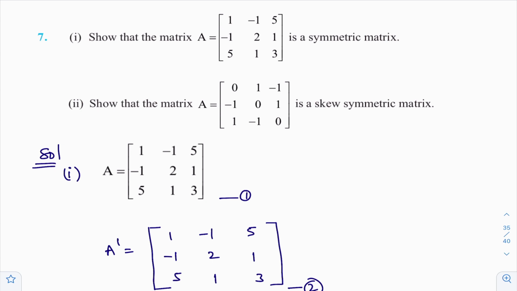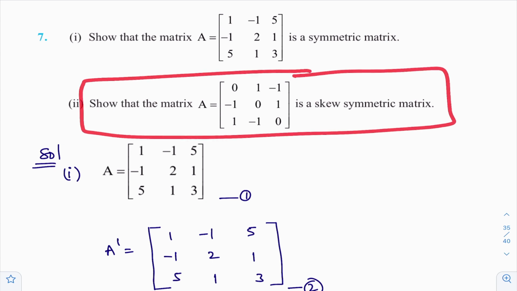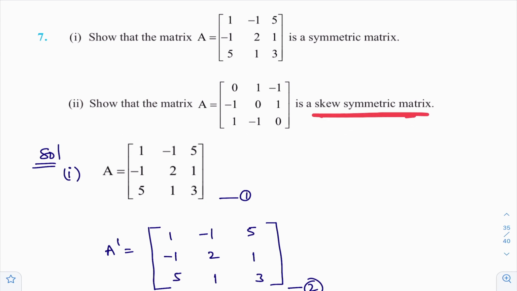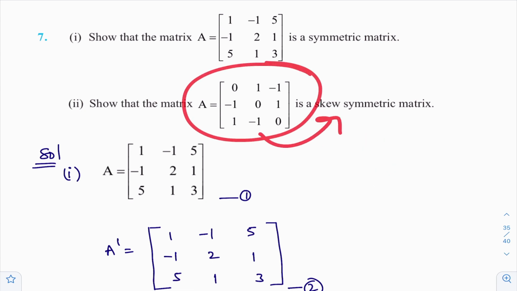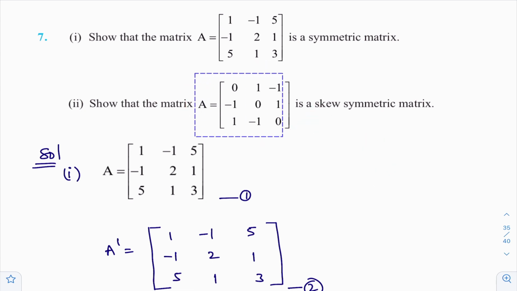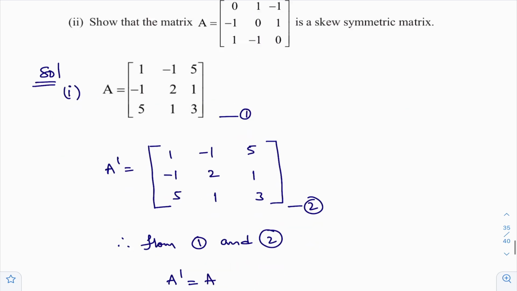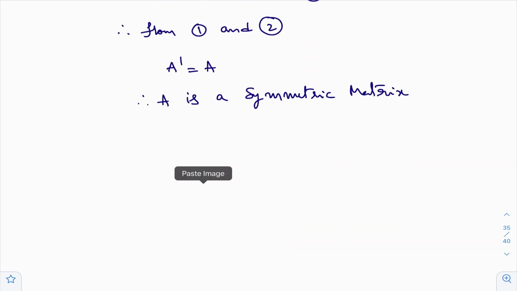Now you see the second bit. What is the second bit? We need to show that this matrix is skew symmetric matrix. When we say A is skew symmetric, when A transpose equal to minus A. When we say B is skew symmetric, B transpose equal to minus B. As you need to show that it is a skew symmetric matrix, first I'll take this as the given matrix. Okay, this is the second bit.